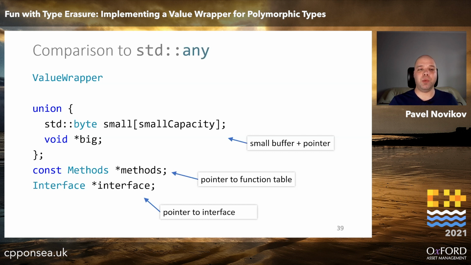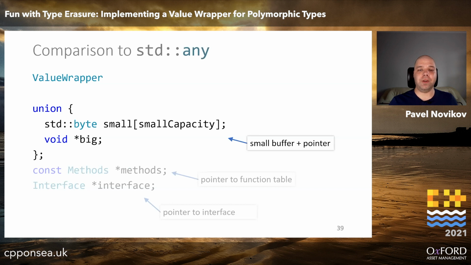So we have small buffer plus pointer in the union. For small objects and big objects, we have pointer to method functions. This is kind of averaged out across all the implementations, something not quite the same as any of them, kind of average or like mean across all of them. And also plus to that, we have a pointer to interface, which we use to retrieve a reference to the underlying value.